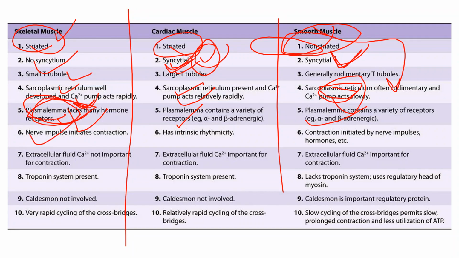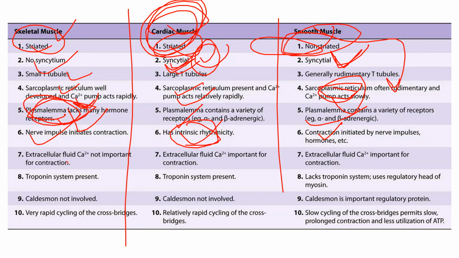Cardiac muscles have intrinsic rhythmicity. They don't have a nerve impulse which controls the contraction; they have an intrinsic kind of rhythmicity. In smooth muscles, contraction is also initiated by the nerve impulse.